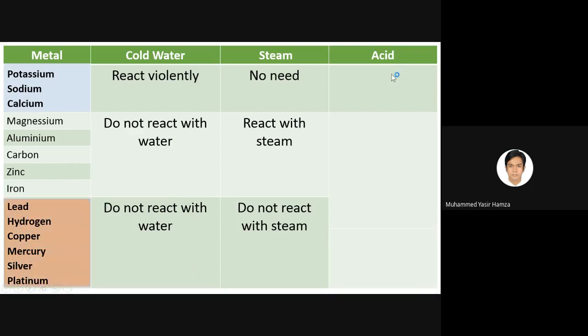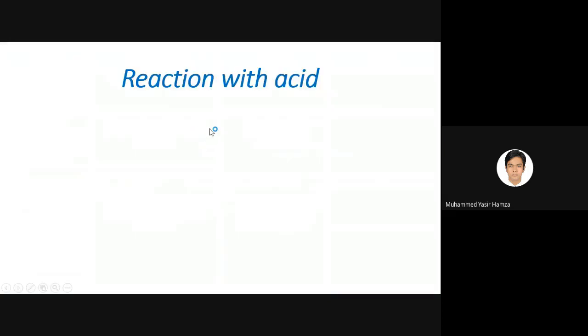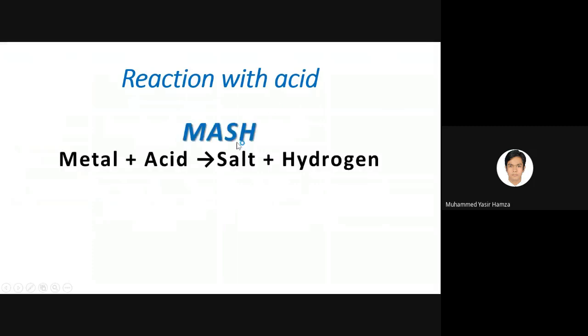Okay, so now let's move to the column on acid, reaction with acid. Before going through the reaction with acid, I would like to show you a term: MASH. I hope you know who Mash is. Yes, Mash is Mashrafe bin Mortaza, our former captain of the Bangladesh cricket team. So if you know the name, you will be able to memorize what will happen when metal and acid react. Metal and acid react to form salt and hydrogen. So it is very easy to remember, right?